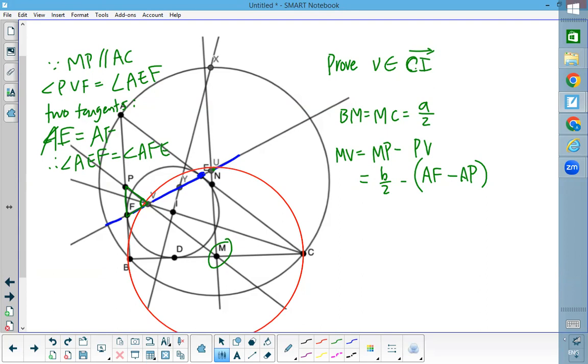So PV is essentially PF, which is AF minus AP. AP is half the length of AB, so that is C over 2. Let's try to find the length of AF. So here we have B over 2 plus C over 2 minus AF. How do we find the length of AF?